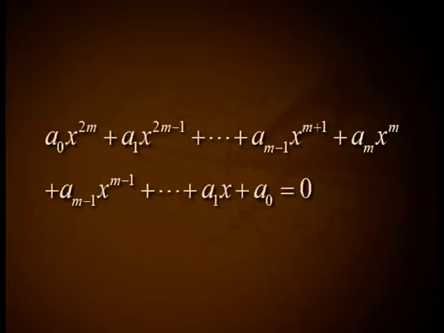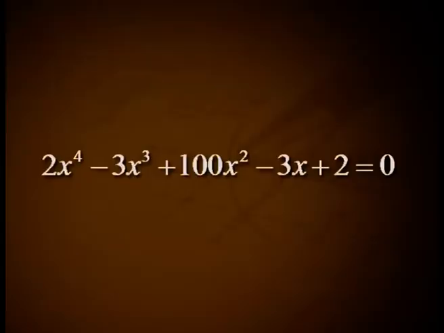Definition. Standard reciprocal equation. A reciprocal equation of the first type and even degree is called a standard reciprocal equation. It has the following form: a naught x raised to 2m plus a 1 x raised to 2m minus 1 plus etcetera plus a m minus 1 x raised to m plus 1 plus a m x raised to m plus a m minus 1 x raised to m minus 1 plus etcetera plus a 1 x plus a naught equal to 0. An example of a standard reciprocal equation is 2x raised to 4 minus 3x cube plus 100x square minus 3x plus 2 equal to 0.